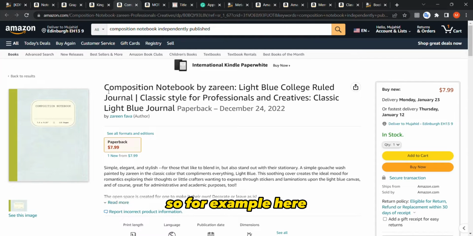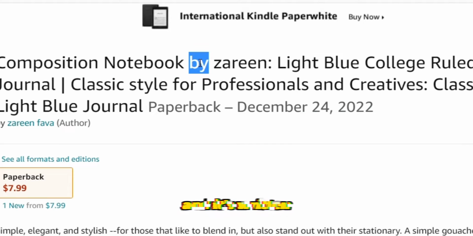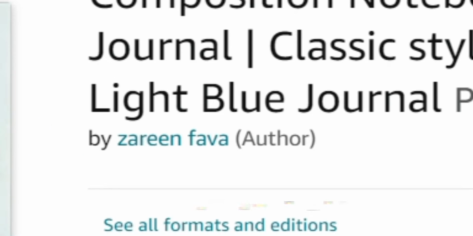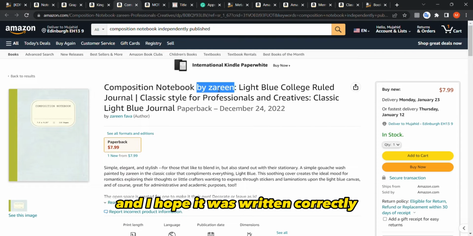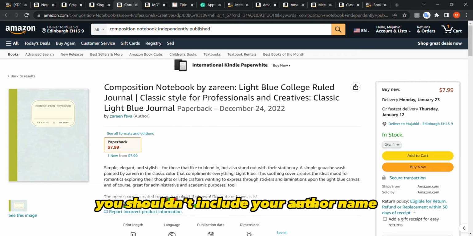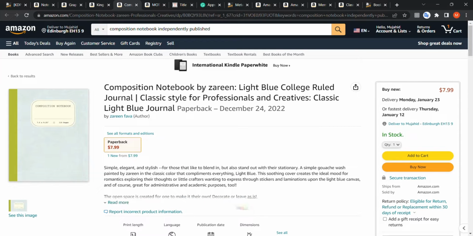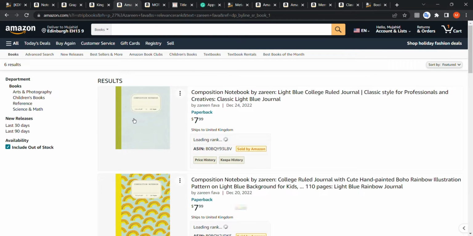So for example, here I found this book, and it's written in the title by Zareen. So this is the name of the author as it's written here. And I hope it was written correctly. It's not even capitalized. However, that's not the biggest problem. The biggest problem is you shouldn't include your author name in the title. And I hope that this author is famous or has a brand.